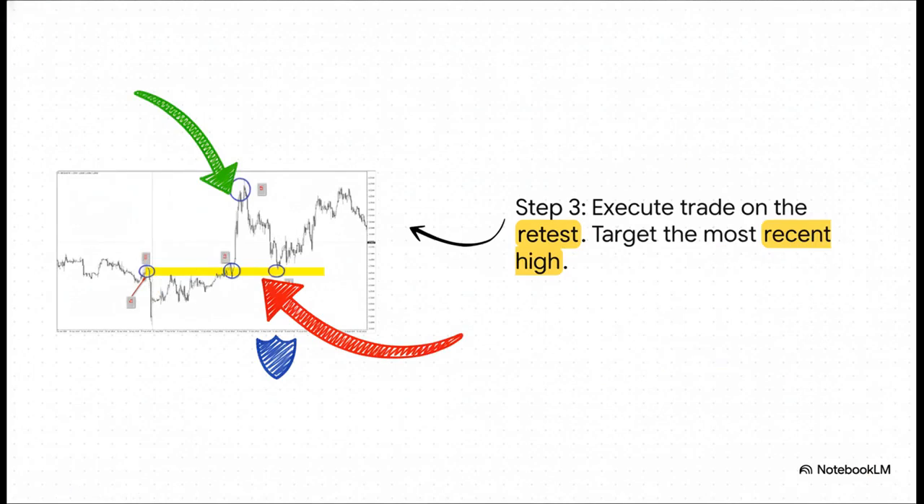And that brings us to the final step: pulling the trigger. After that big breakout, we wait for the price to come back and retest the top of our yellow zone. That is our entry point. From there, we'd place our stop loss just a couple pips below the zone to protect ourselves. And we set our initial profit target at that most recent high you see marked up there.